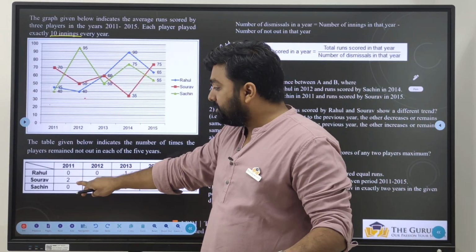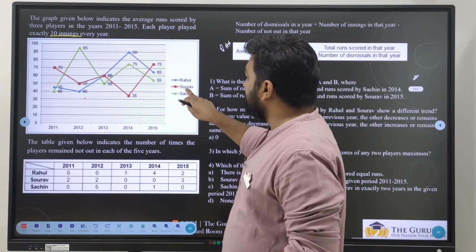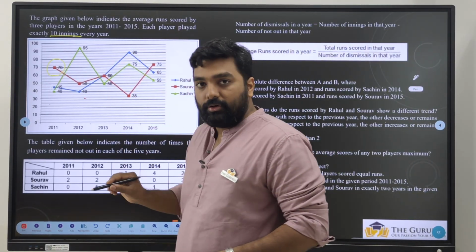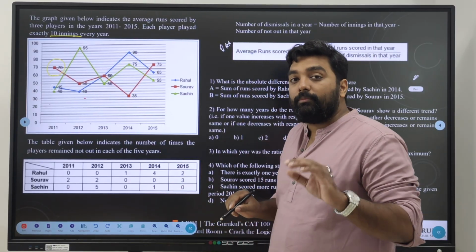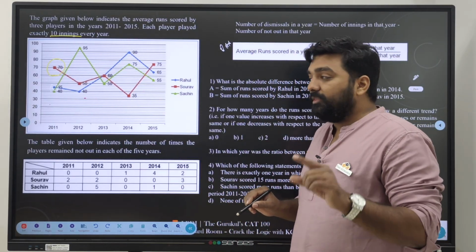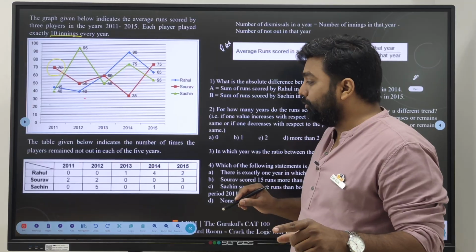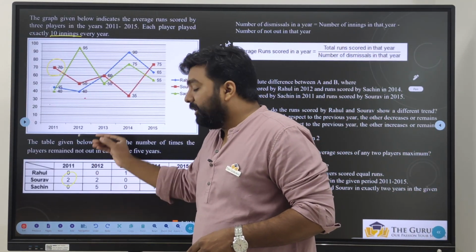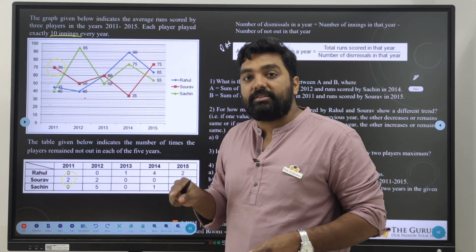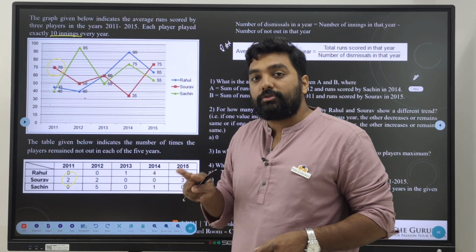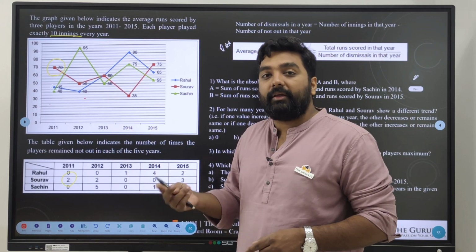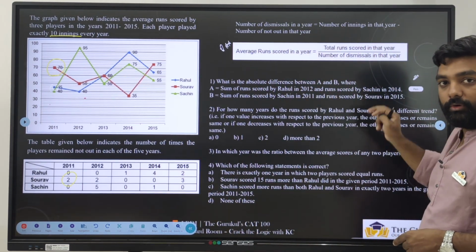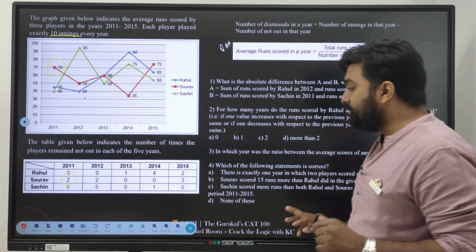Now let's look at Saurav. What is happening for Saurav? Saurav is having 70 as the average. But the total runs scored by him are not 700. That 70 is equal to total number of runs scored divided by 10 innings minus 2. Why is that minus 2? Because 2 times he is not out. Remaining 8 times he got out. So total runs by number of times he got out, that is by 8. That is how we will calculate.